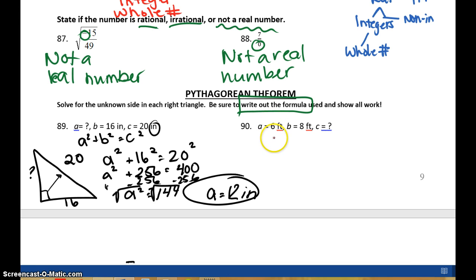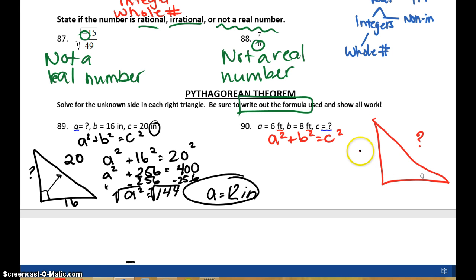Same thing for 90. We're doing the same thing. And we're going to write a squared plus b squared equals c squared. I want to see that on every single question like this. I want to see a picture. C we don't know, so I'm going to put a question mark there. A and B, again, can change. You can put A and B whichever way you want. So I'm going to put 6 here, 8 here.